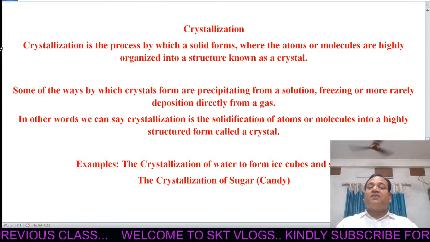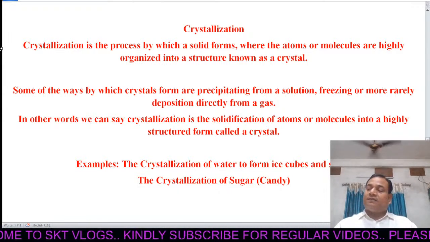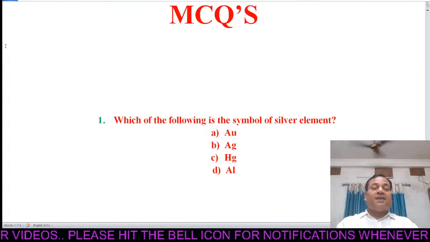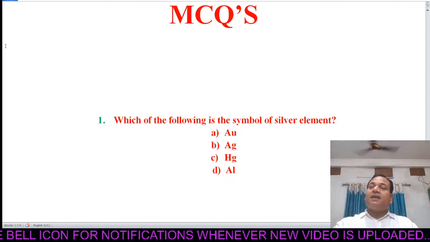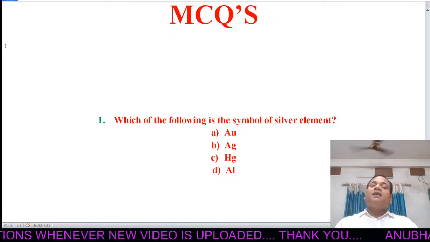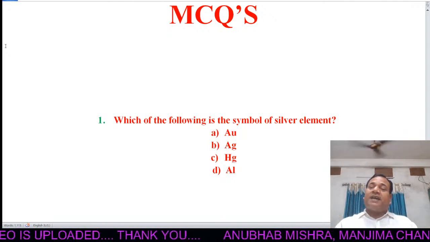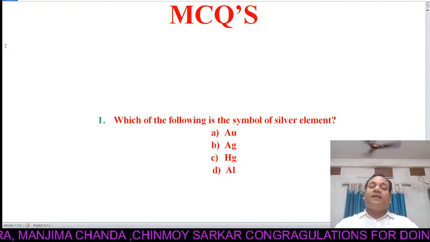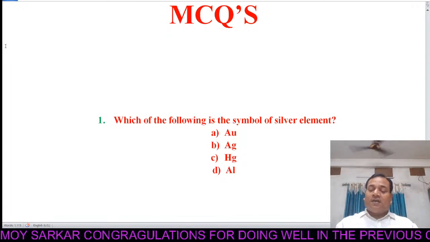Now coming to the next point, here are the MCQs. You will be getting 30 seconds to reply the answers of these questions. All of it is taken from your textbook only.